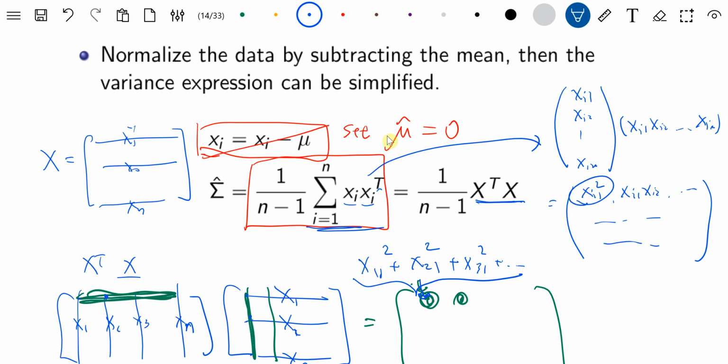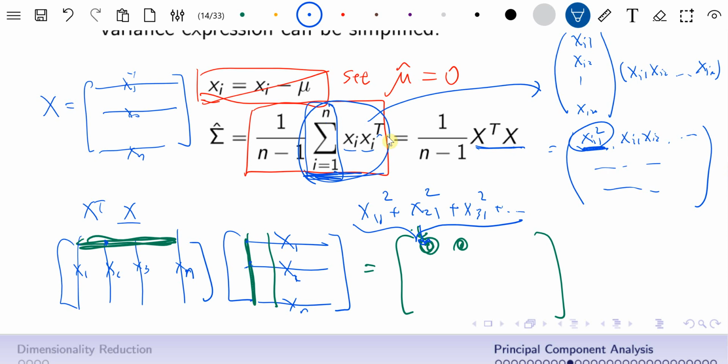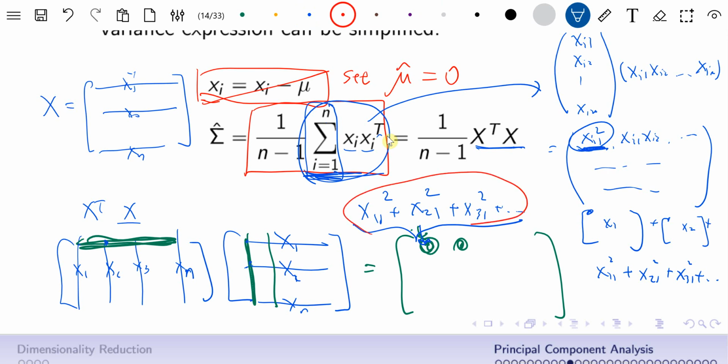So now for each one, it looks like that one squared, and you are summing them up from 1 to n. So that particular entry on the top left corner of this matrix, it's just the one for x1, add the one for x2, and so on. We only care about this entry here. For x1, this is x11 squared. For x2, this thing is x21 squared and x31 squared. So you can see the pattern. And if you compare this thing and this thing, they are the same.